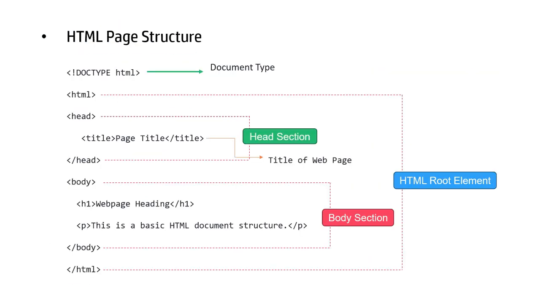Next topic: HTML page structure. The Doctype HTML tag declares the document type and version, HTML5. The HTML tag is the root element of the HTML document. The head tag contains meta information, not displayed on the page. The title tag sets the title shown in the browser tab. The body tag contains all visible content like text, headings, paragraphs, images, and links.